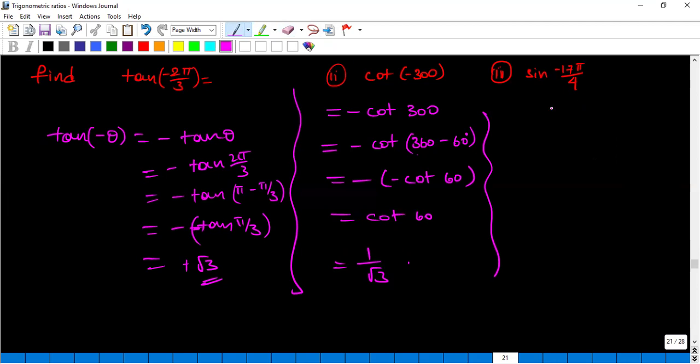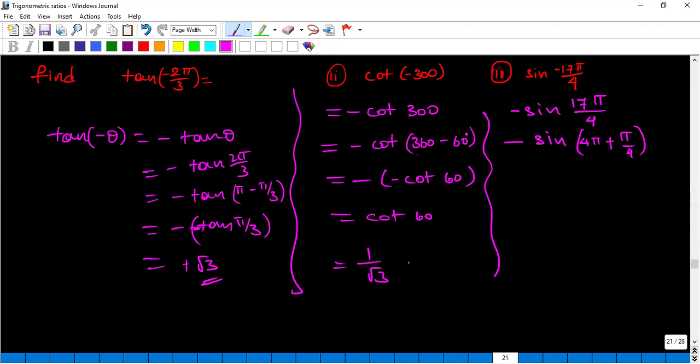What is sine minus theta? Sine minus theta is minus sine theta. 17 pi by 4. Okay. Now what I should do? What I should do? Can I write it like this? Sine 4 pi plus pi by 4. Okay. You should have idea how to divide it.